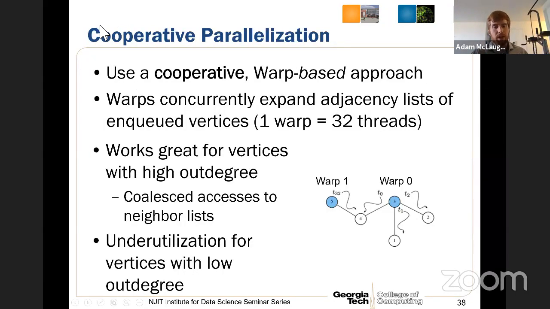So that was the main work that we presented at SC14. We also did some additional work for the more recent Communications of the ACM research highlights paper that we were invited to present. To improve on the work that we already have, we came up with another method called cooperative parallelization. This might be more familiar to those of you who are GPU computing experts. You can use a cooperative warp-based approach where warps concurrently expand adjacency lists of vertices that are in the queue.